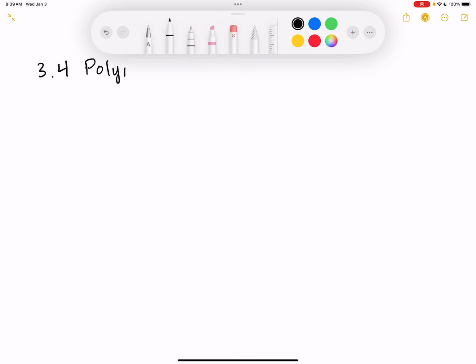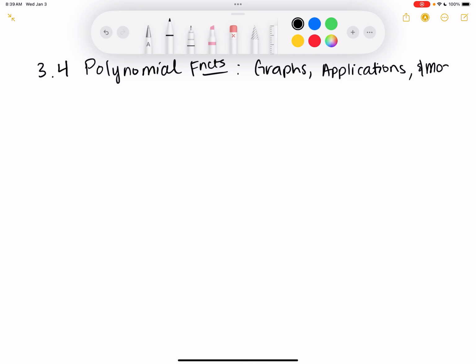All right, 3.4 polynomial functions. Graphs. Applications. And models. So this is going to be a lot of like what's happening to the graph at a particular point.